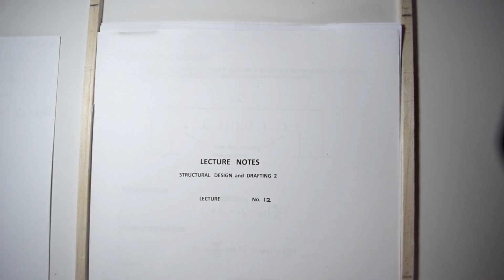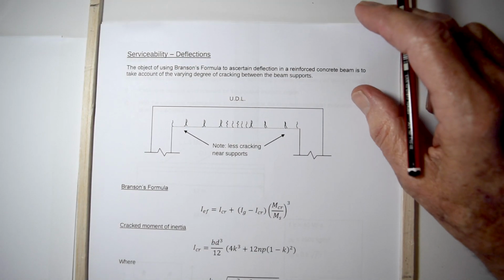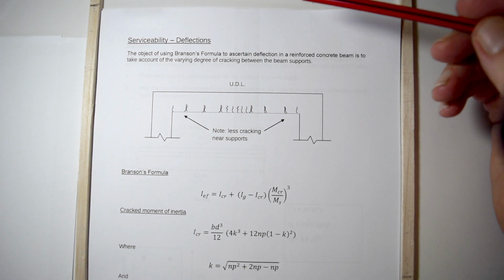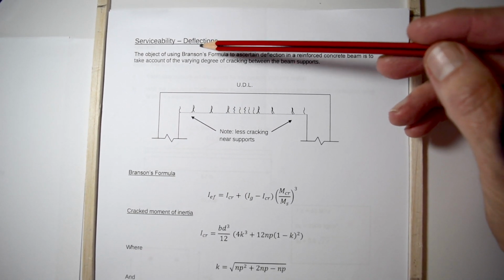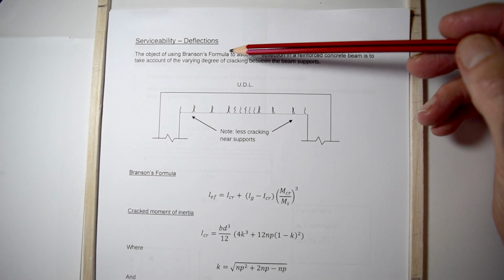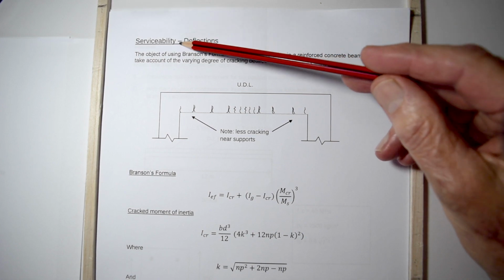So we have got on to looking at ways of ascertaining deflection in reinforced concrete beams, and that's what lecture number 12 deals with today. Deflection in the code falls under the heading of serviceability, and so it is probably the most important item under serviceability.